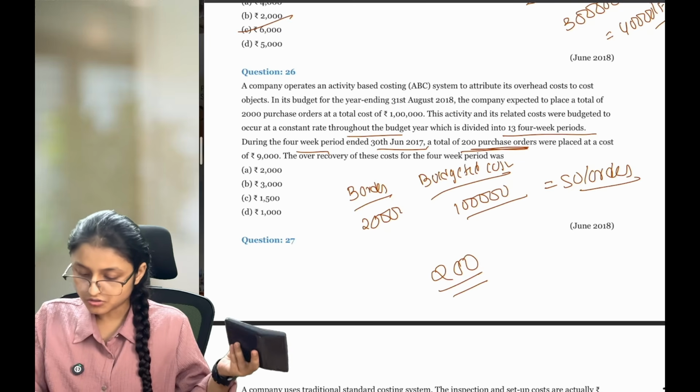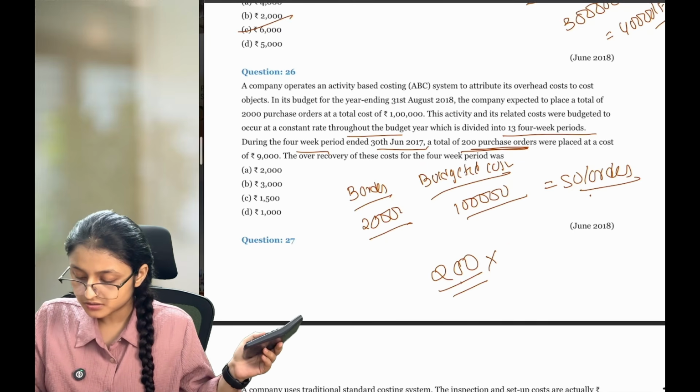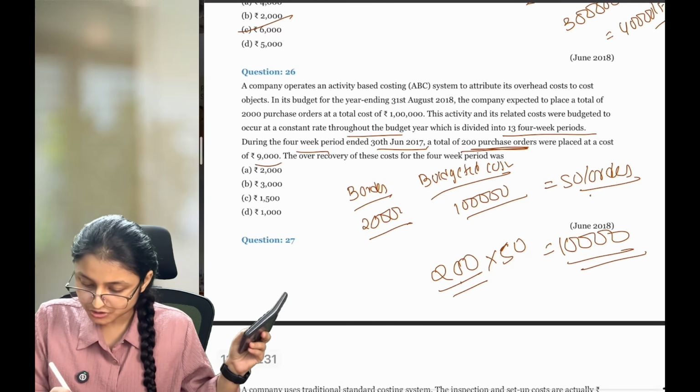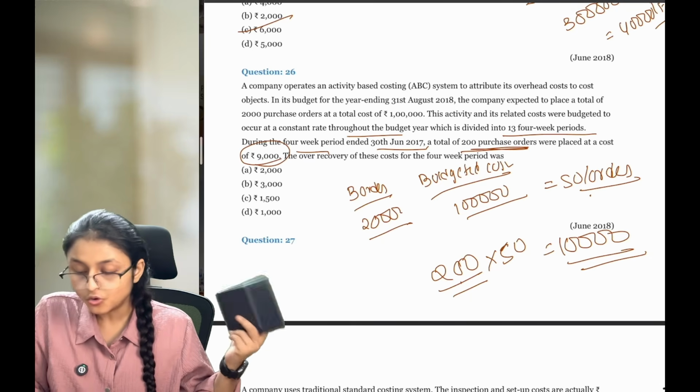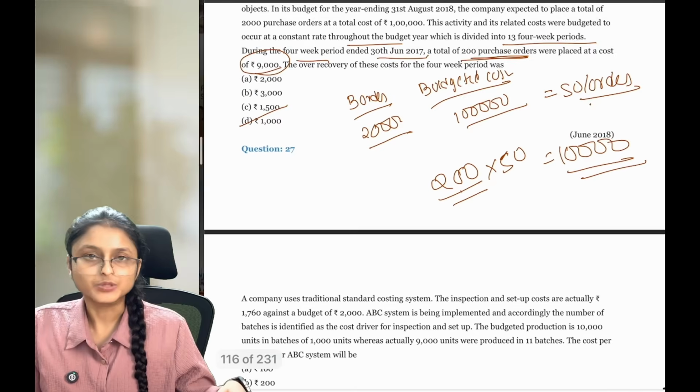And your ordering cost is going to be charged on the basis of number of orders only. So, 50 into 200 is equal to 10,000, which is the cost we absorbed as per activity based costing. But the actual cost was 9,000 rupees. That means we over recovered. How much over recovery happened? 1,000 rupees is over recovered here.